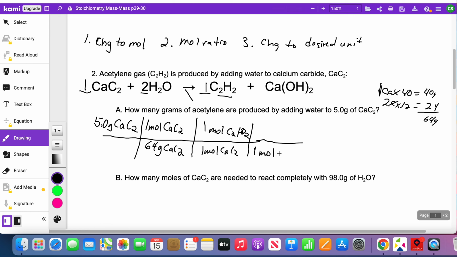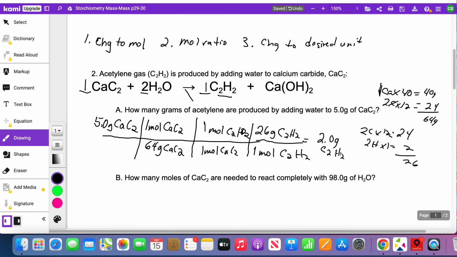And 1 mole C2H2, there's 2 carbons times 12, that equals 24. Sorry, my writing's messy. And there's 2 hydrogens, each times 1, that equals 2, so that's 26 grams. So the molar mass is 26 grams C2H2. And if we do the math there, we end up getting 2.0 grams C2H2. So notice how step 1, I changed to moles. Step 2, mole ratio from the balanced equation. Step 3, I changed to the desired unit of grams.